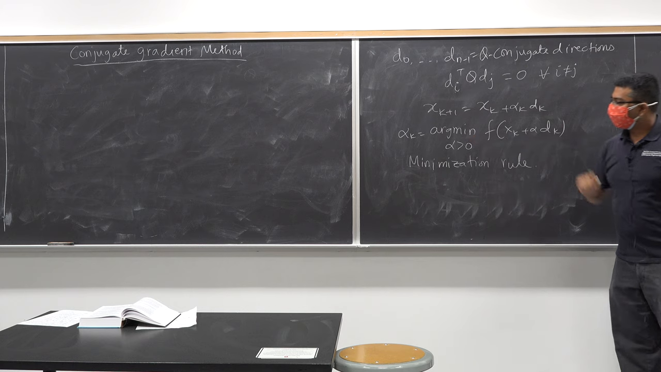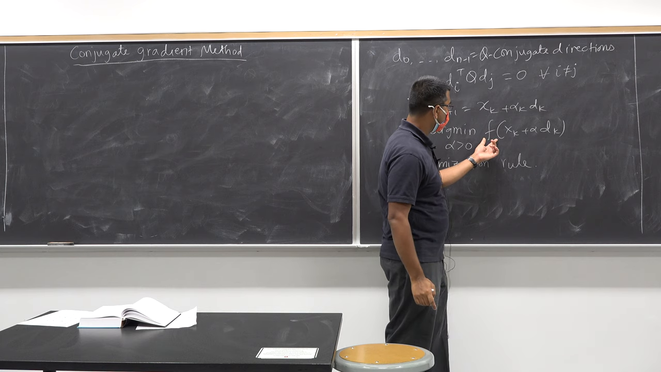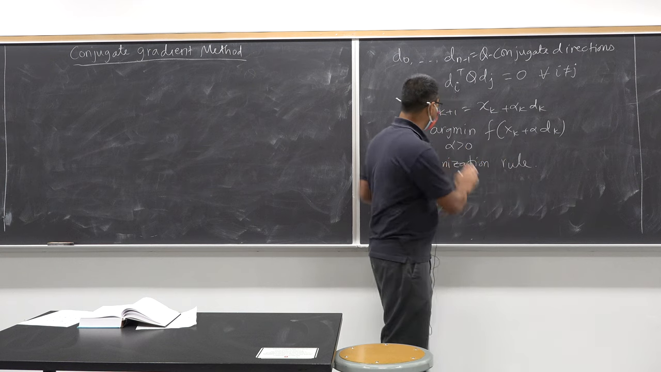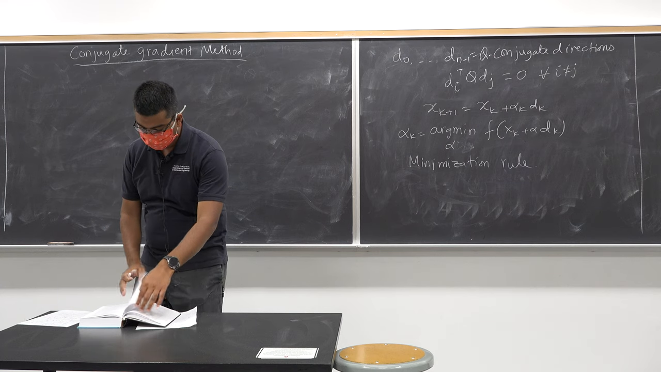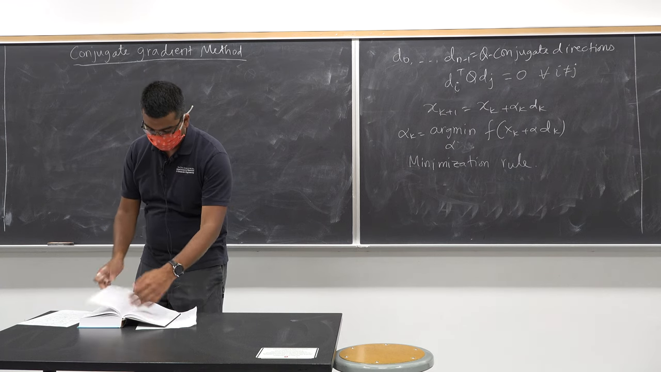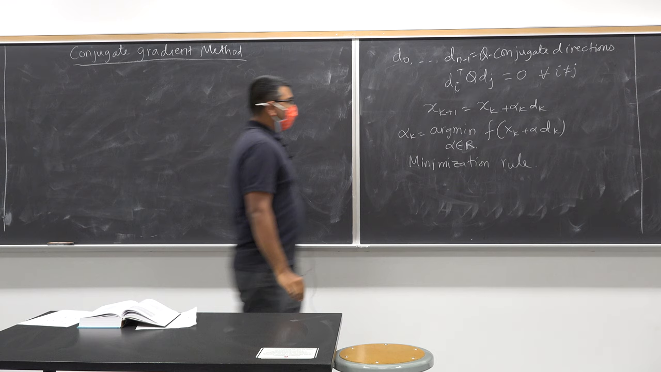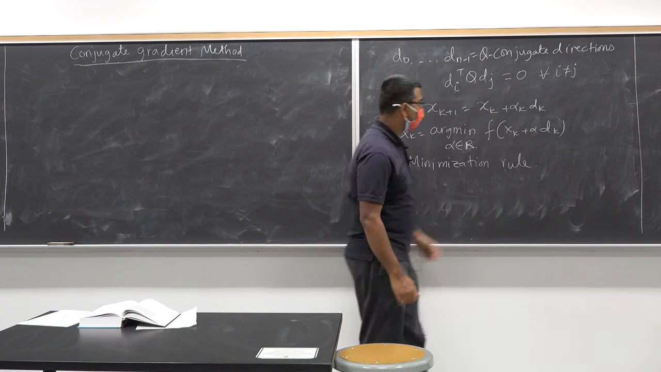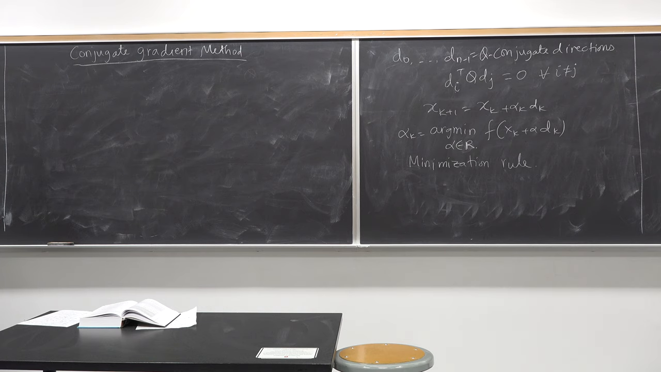Now, let's try to figure out what value alpha k should be. So this is a convex problem, so f is a convex function. It turns out that in this optimization, argmin over alpha greater than 0, actually, I think alpha is in R, not greater than 0, because dk could take any value, and therefore alpha can take any value. Yeah, that's right. Alpha is in R. I apologize for that. So alpha is in R, and I can solve this minimization problem by setting the first derivative equal to zero.